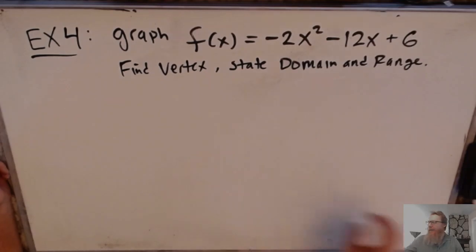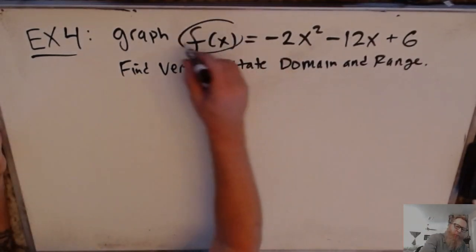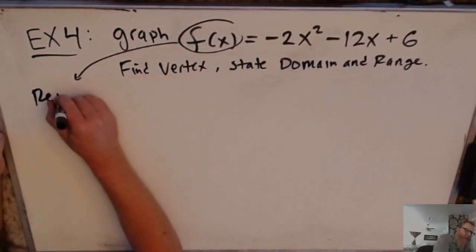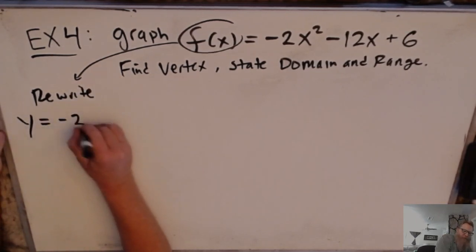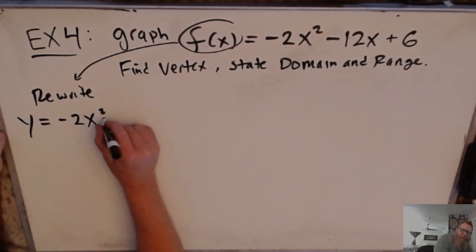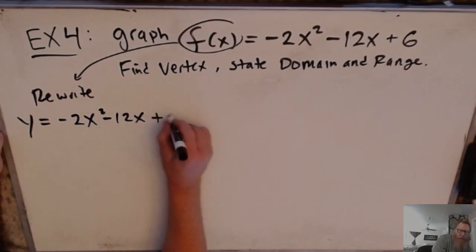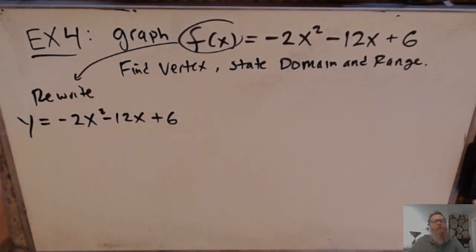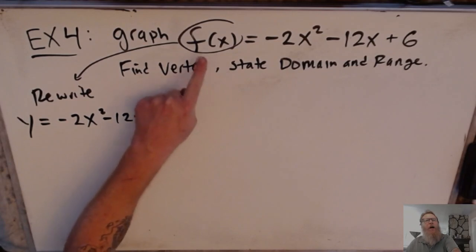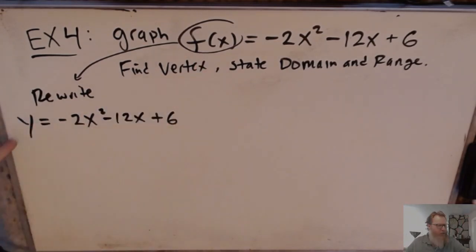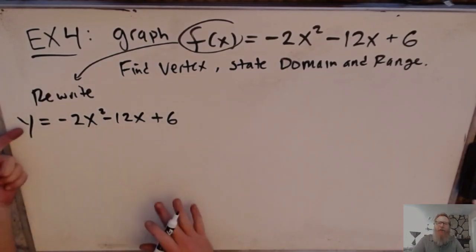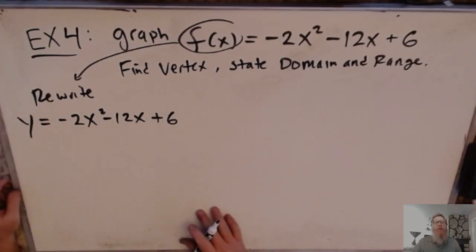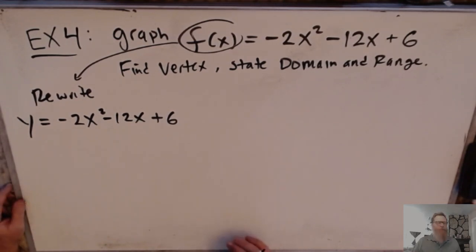The first thing I recommend doing is rewriting your equation as y equals. Sometimes I'll give you the equation already as y equals, but sometimes I don't. If I see f of x, don't freak out. It's just the same as y. In fact, when we go to graph it, it's probably better to leave it as y. I think it makes the graphing a lot more straightforward.